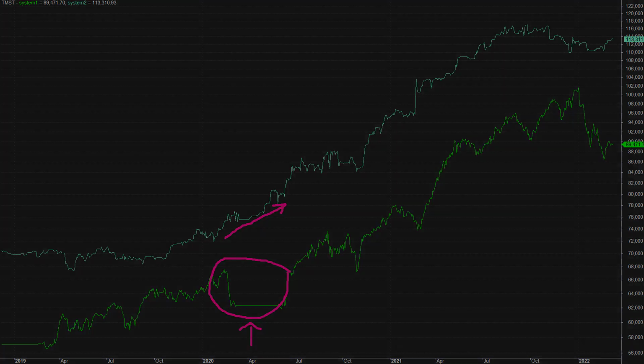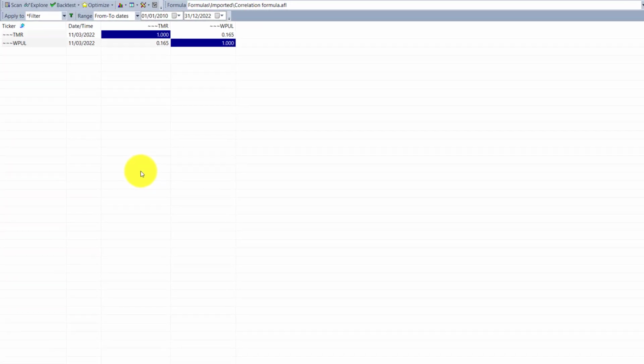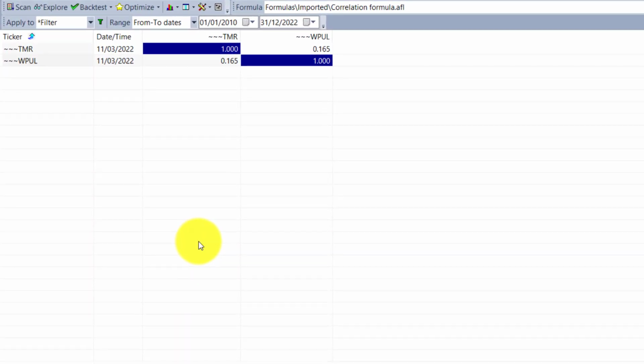Now, before we have a look at that, let's just stick with these two different systems. Like I said, one of them is a mean reversion type of system, whereas the other one is more of a trend following type of system.